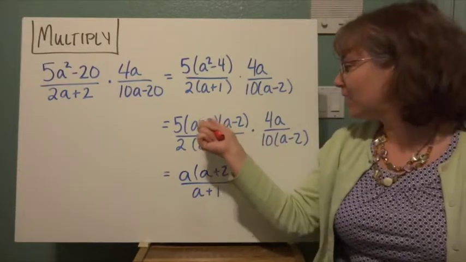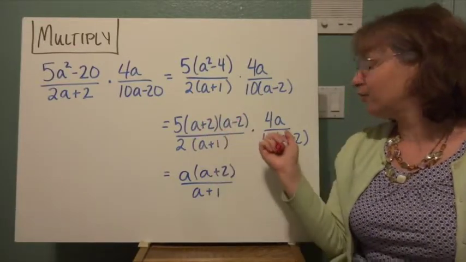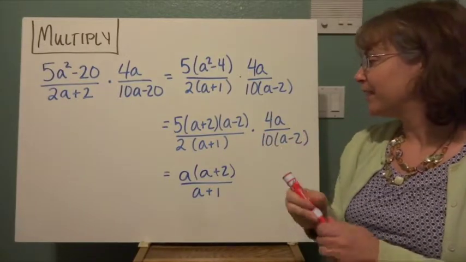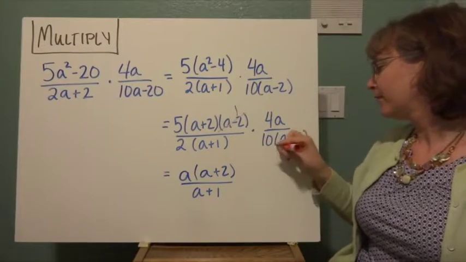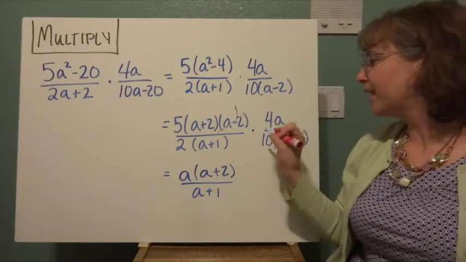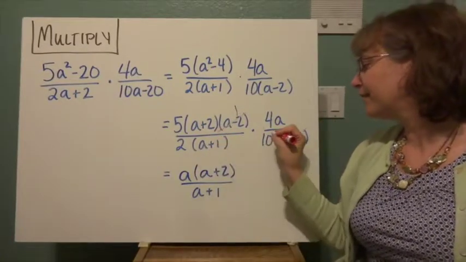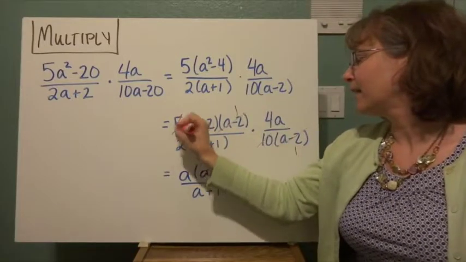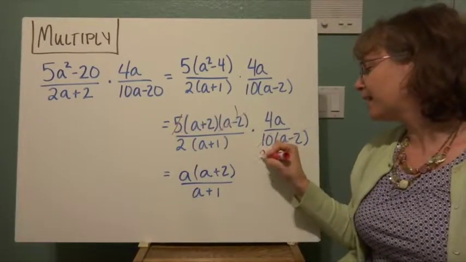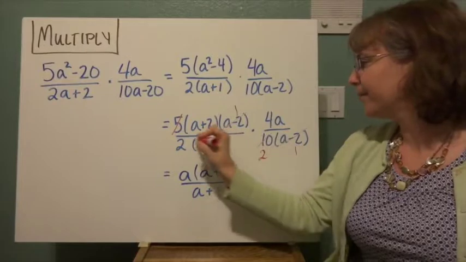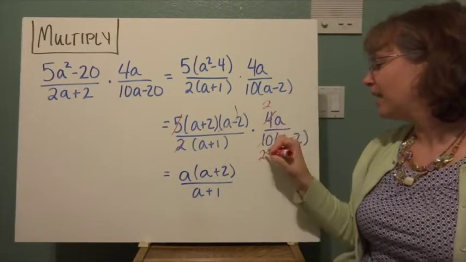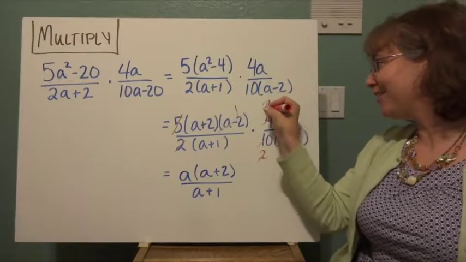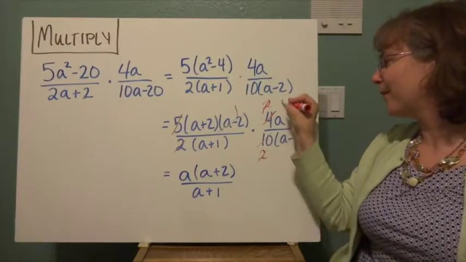Now I can see I have a common factor. I have an a minus 2 over an a minus 2. That's going to give me a fancy 1. And then I can go ahead and simplify here. The 5 and the 10, I can have a 5 over 5, which gives me a 1, and I have a 2 left in that denominator. The 2 and the 4 gives me a 2. And the 2 and the 2 gives me just a 1.